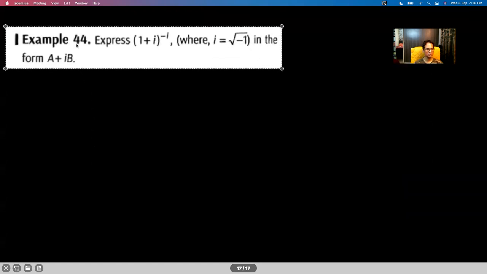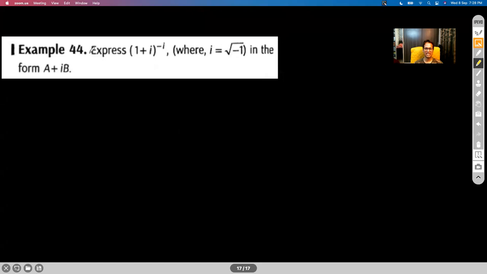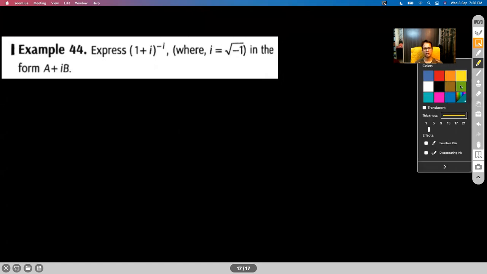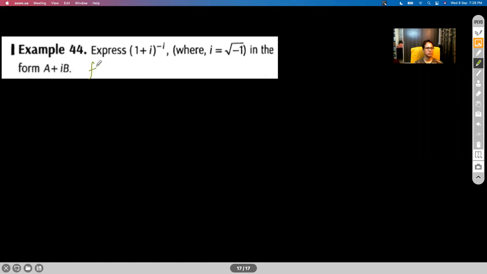Express (1 plus i) to the power minus i as a plus ib. In short, find your a and b. In short, the question is asking you to find a and b values or a and b expressions, whatever you get.